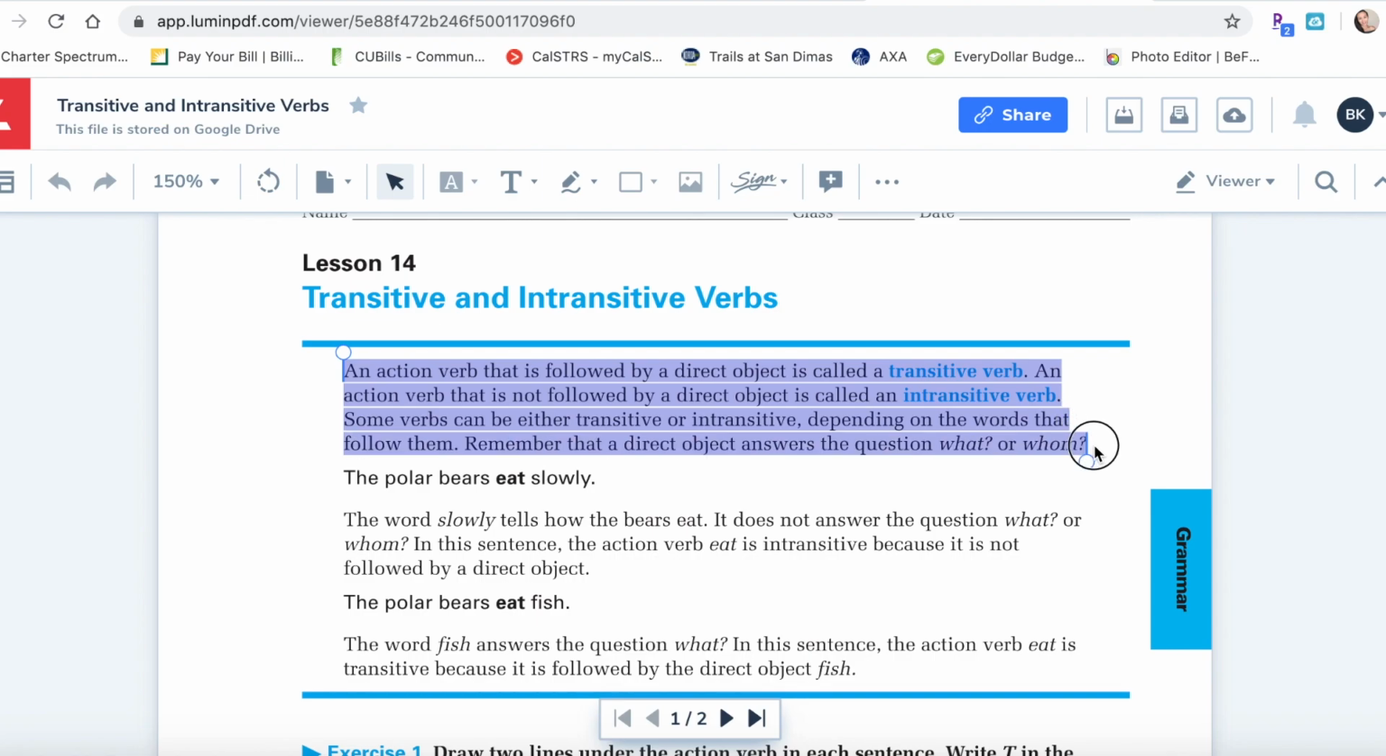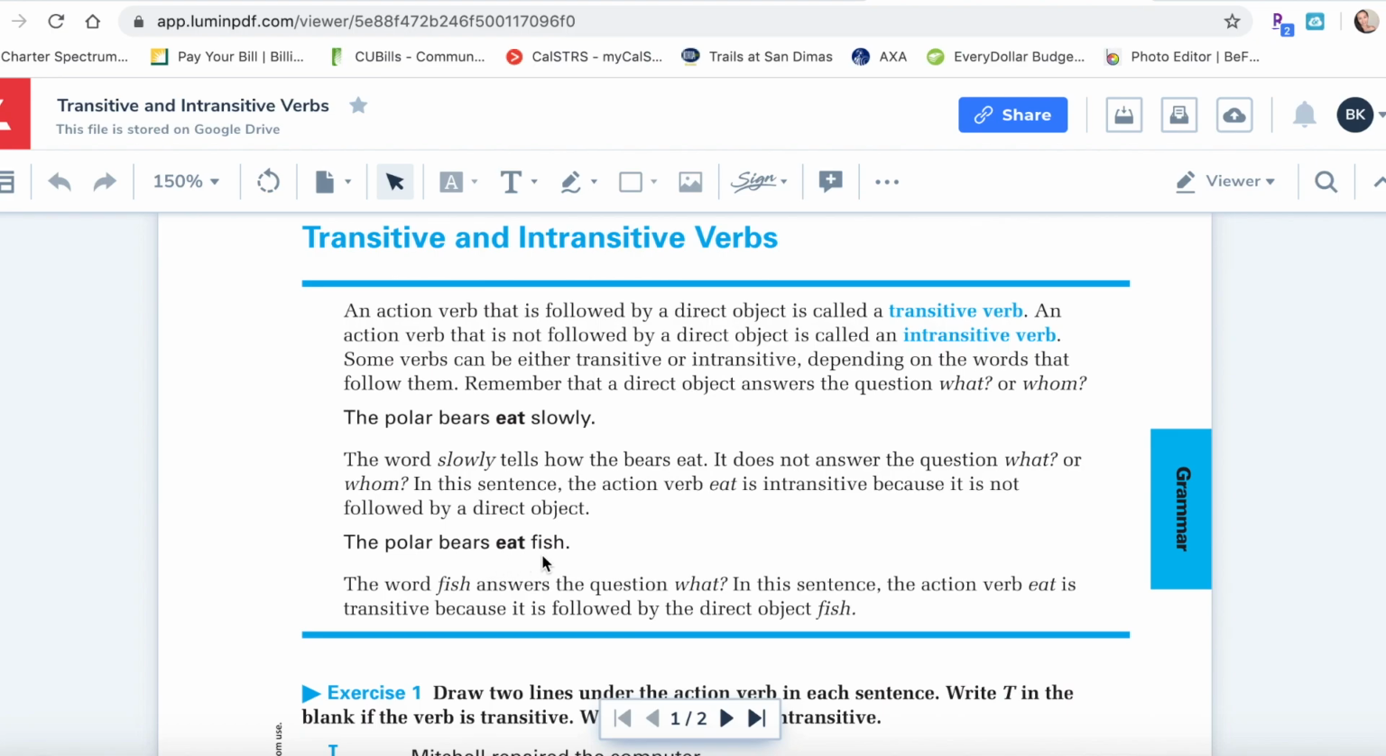Remember that a direct object answers the question what or whom. So, for example, the polar bears eat slowly. The word slowly tells how the bears eat. It does not answer the question what or whom. In this sentence, the action verb eat is intransitive because it is not followed by a direct object. Now look at this one. The polar bears eat fish. The word fish answers the question what. In this sentence, the action verb eat is transitive because it is followed by the direct object fish.